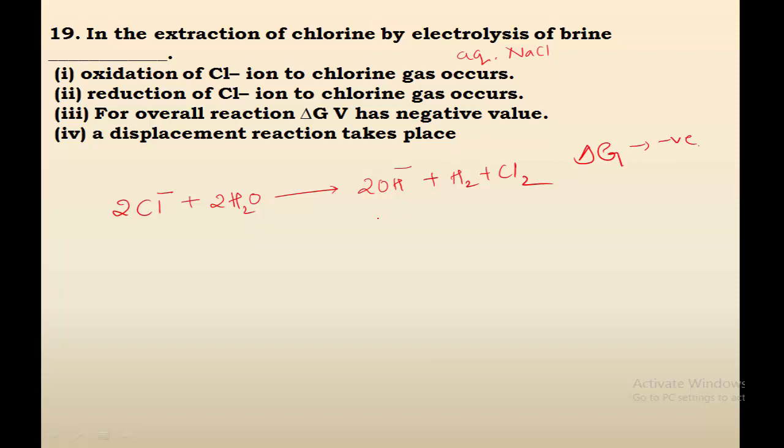Okay. So actually here Cl minus gains the electrons, so reduction will take place. And here H2O will get converted into OH minus, so oxidation will take place. Okay. And for the overall reaction, the delta G has a negative value. Hence, option third is more accurate. Reduction of Cl minus will also take place, but for the overall reaction, delta G has a negative value. So option C is the right one.